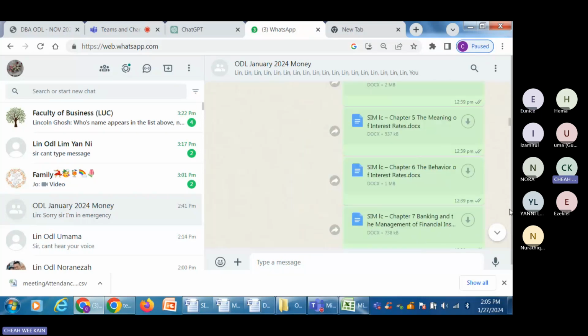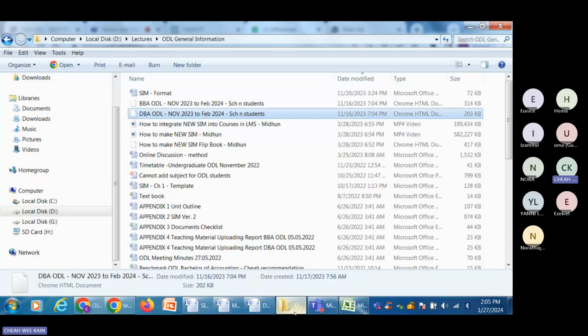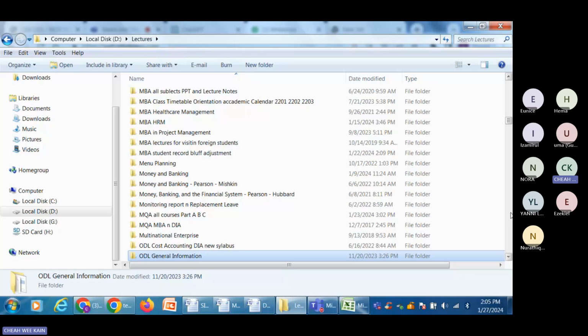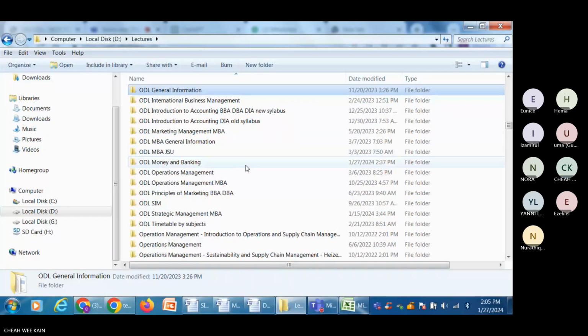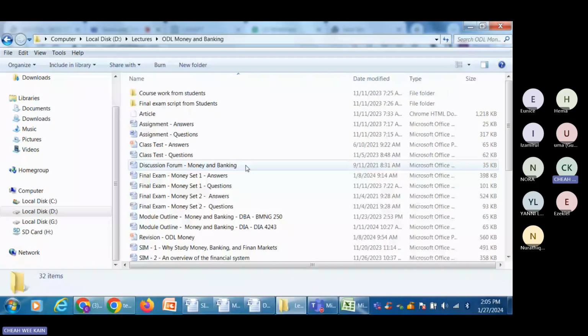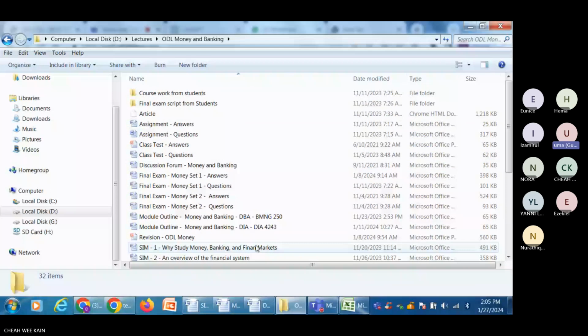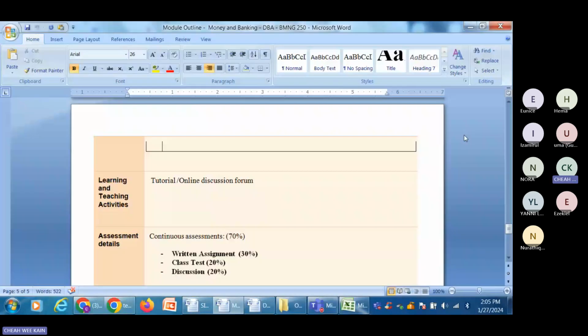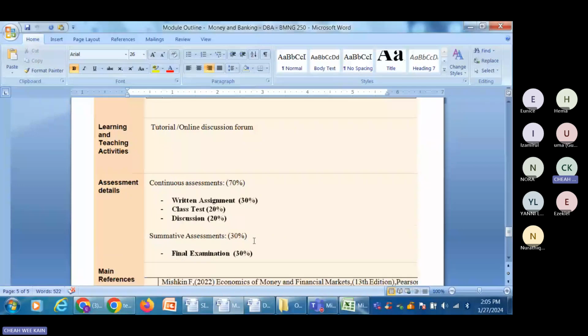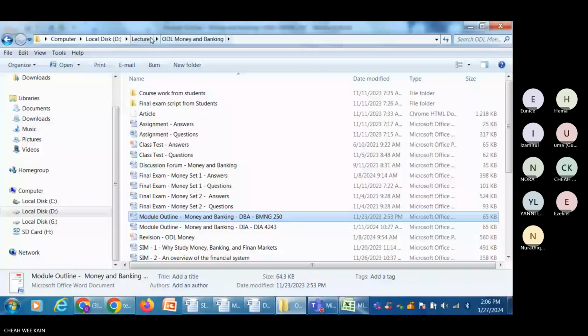Okay, why is there no midterm? Anybody know why? There's no midterm because in the module outline, there is only written assignment 30, class test 20, and discussion 20. So the total adds up to 70. Final exam is 30. Why is it like that?